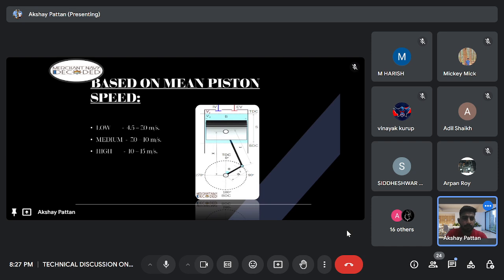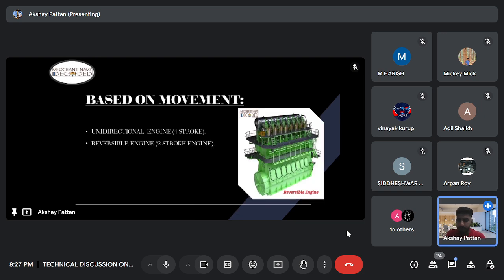No, sir. Okay. So guys, next one is based on engine movement, that is unidirectional and reversible engine. Can anyone say what you mean by unidirectional and reversible engine? Anyone?